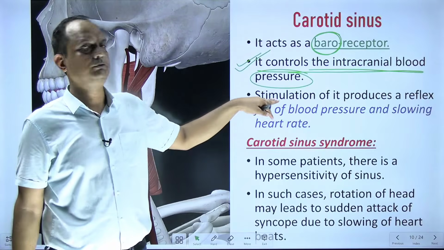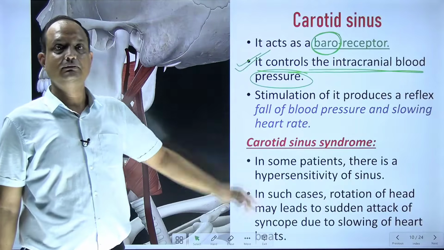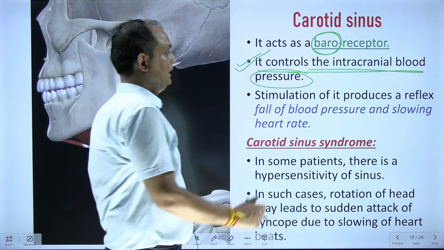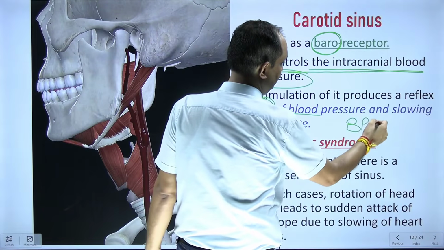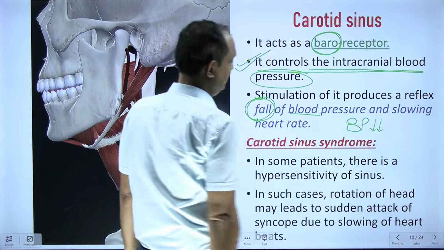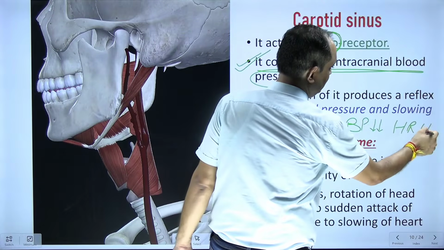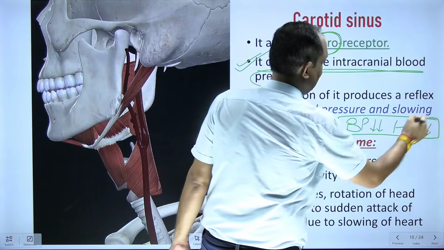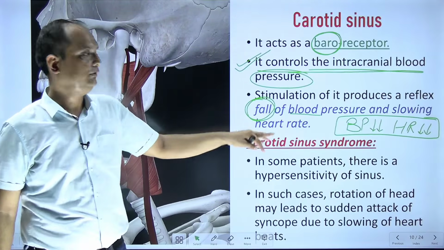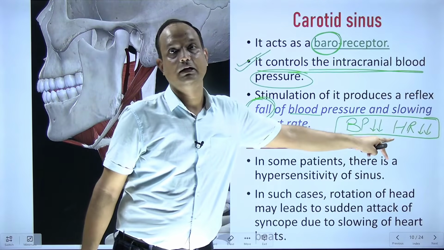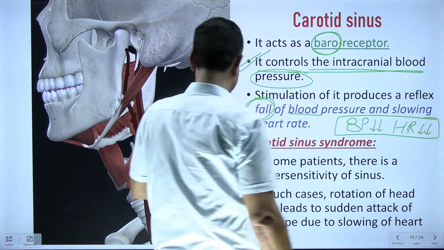So if you stimulate this carotid sinus, what will happen? As soon as the carotid sinus is stimulated, it decreases the blood pressure. So the blood pressure of that individual will fall, and along with that there is a decrease in the heart rate also. So this is the important thing, that whenever there is a stimulation of the carotid sinus, it will lead to hypotension and bradycardia. That means it decreases the blood pressure as well as the heart rate.